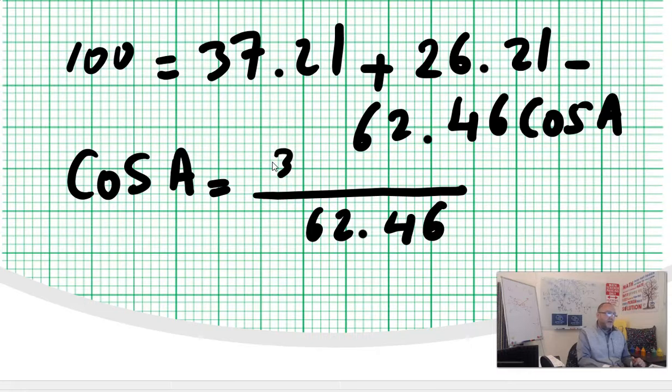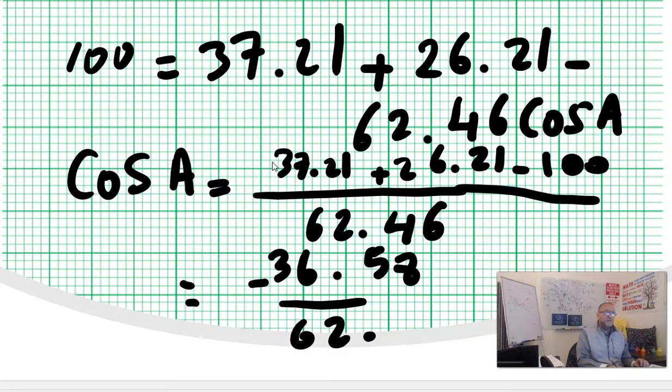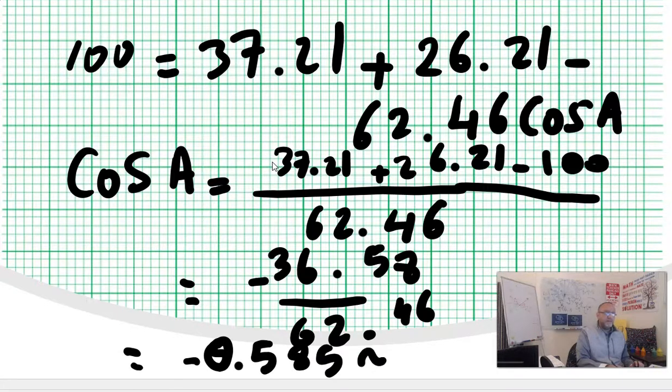And on top, I go 37.21 plus 26.21 minus the 100. Very simple. This is very simple and easy math. 141, okay. So I get equal minus 36.58 divided by 62.46. And if I calculate that, I get minus 0.5, I'm sorry, minus 0.585. It's approximately minus 0.59.